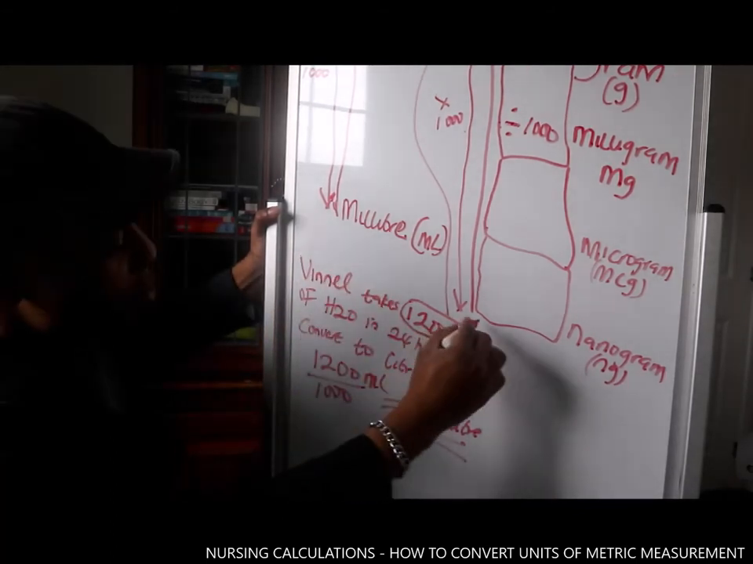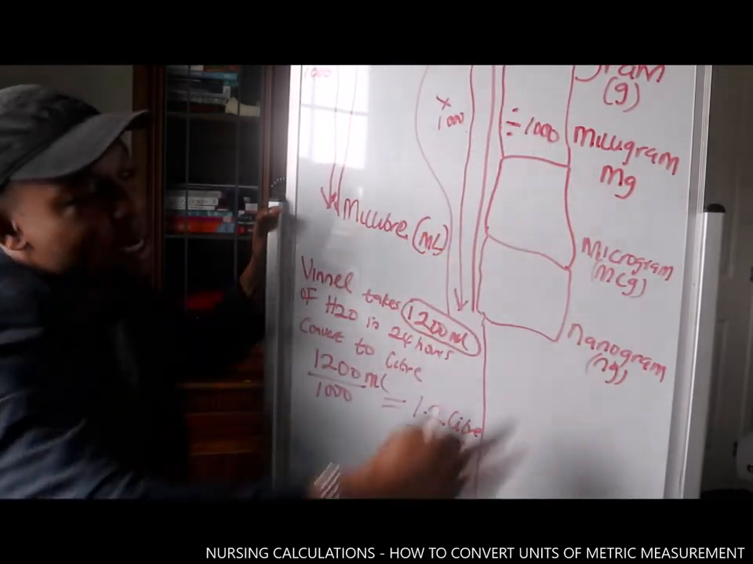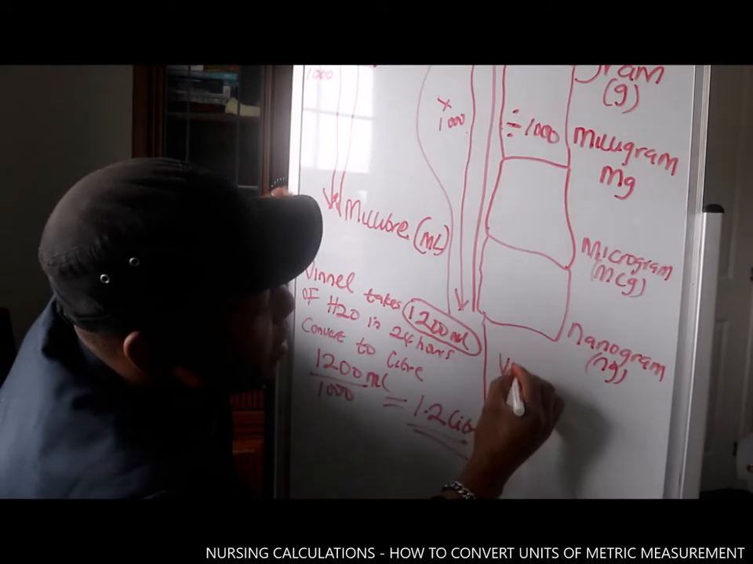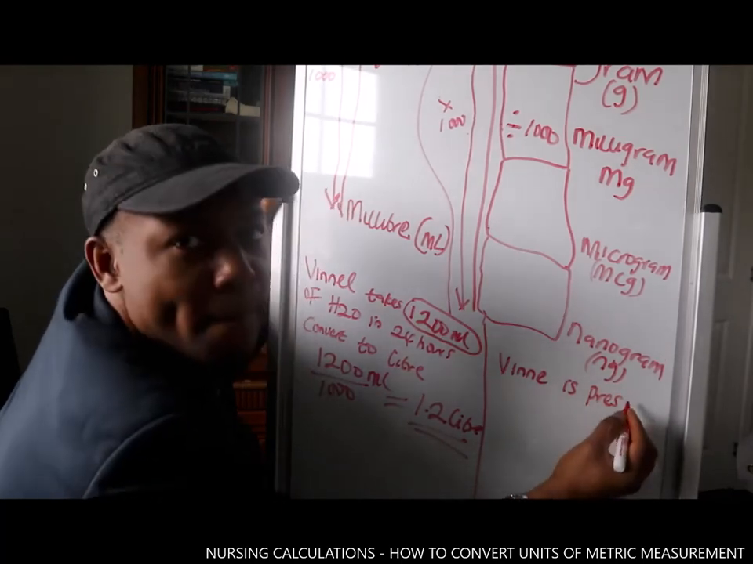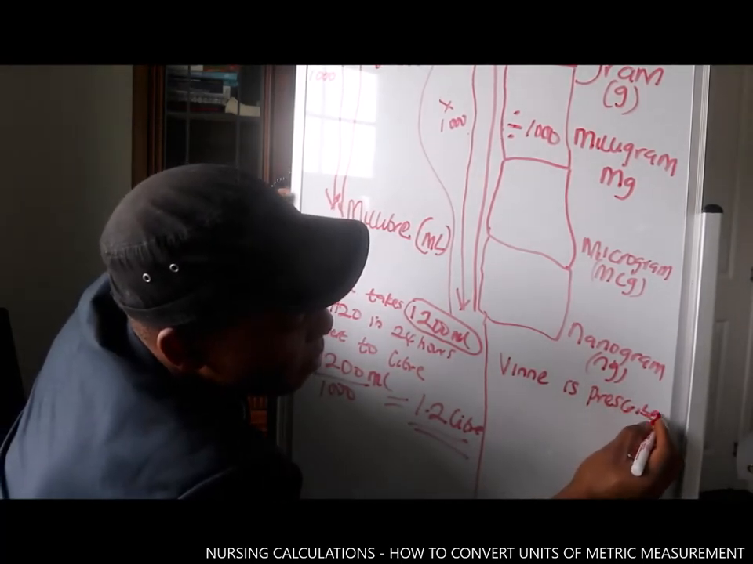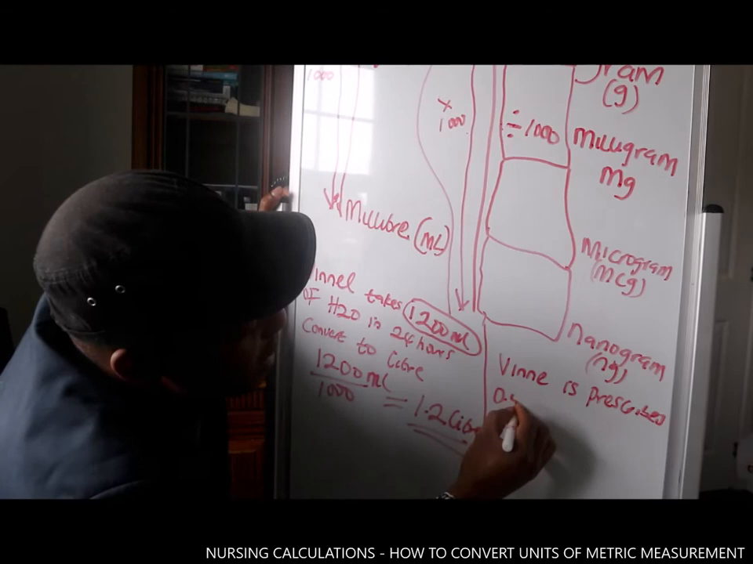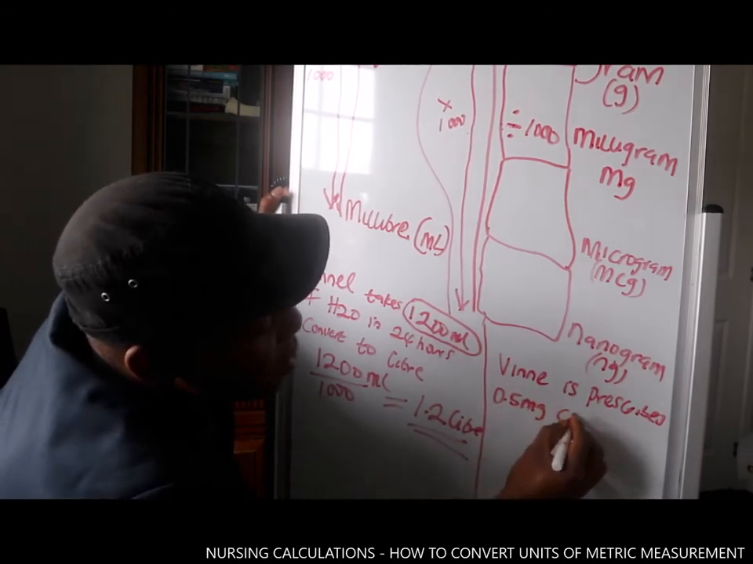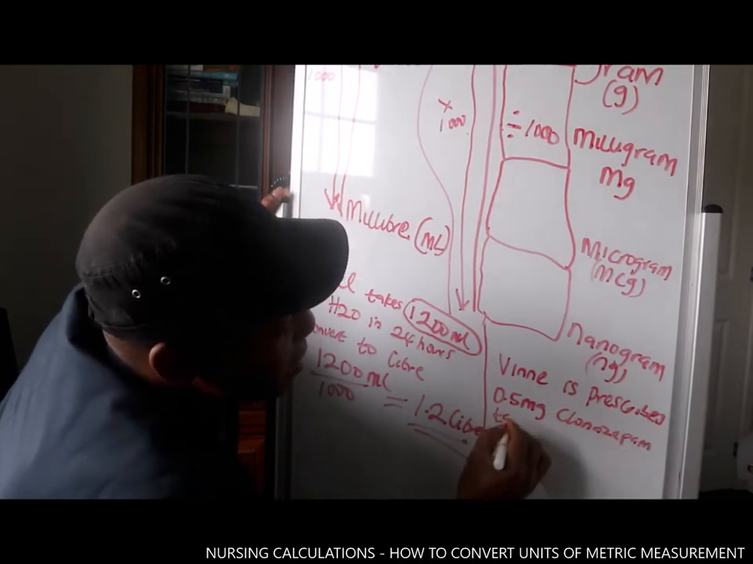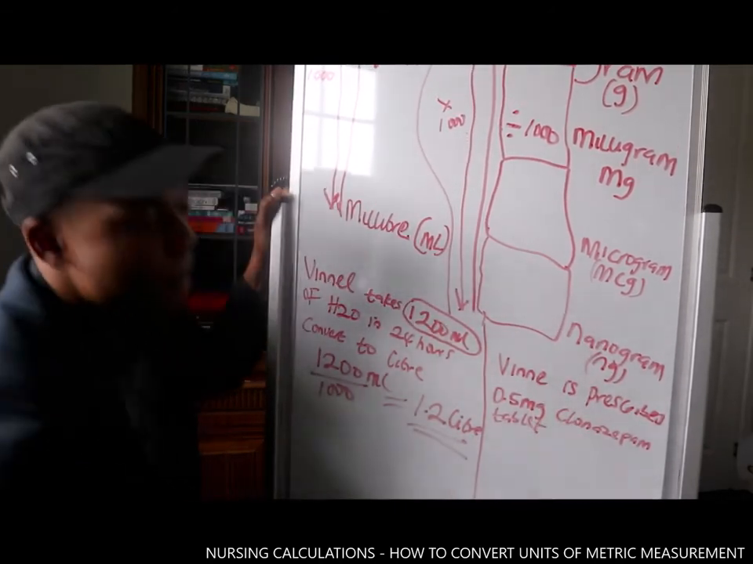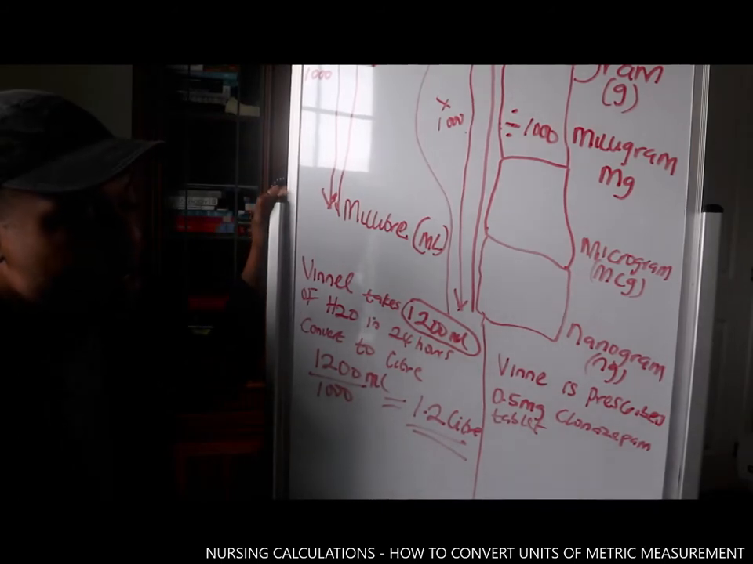Now the other point I want to show you is on weight conversion with medication or tablets. This is a good example. So I put a line here for you to see. The other question you might be asked is: Vinyl is prescribed 0.5 milligram clonazepam tablet.